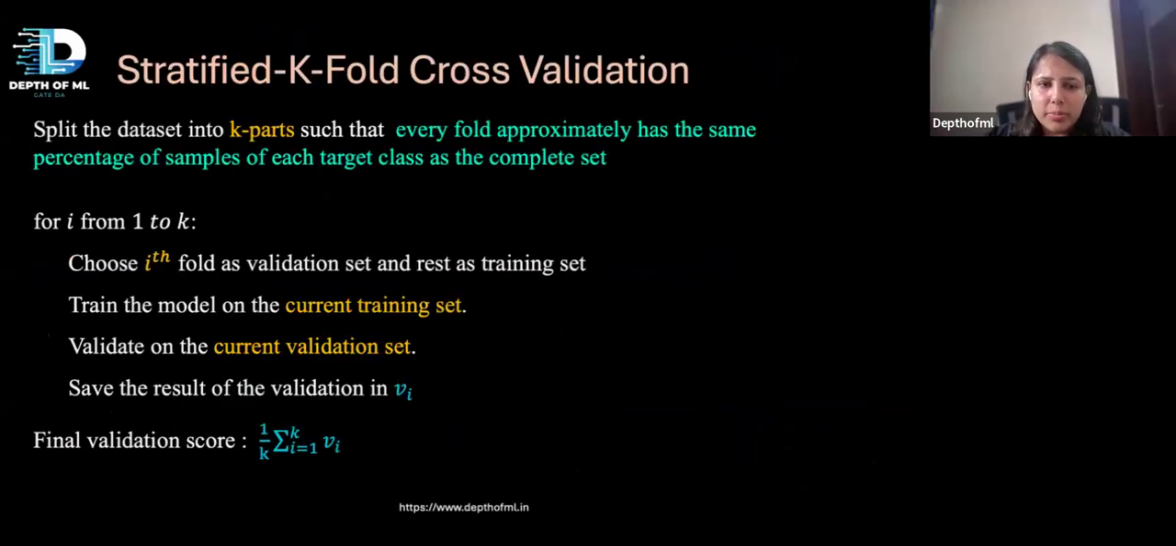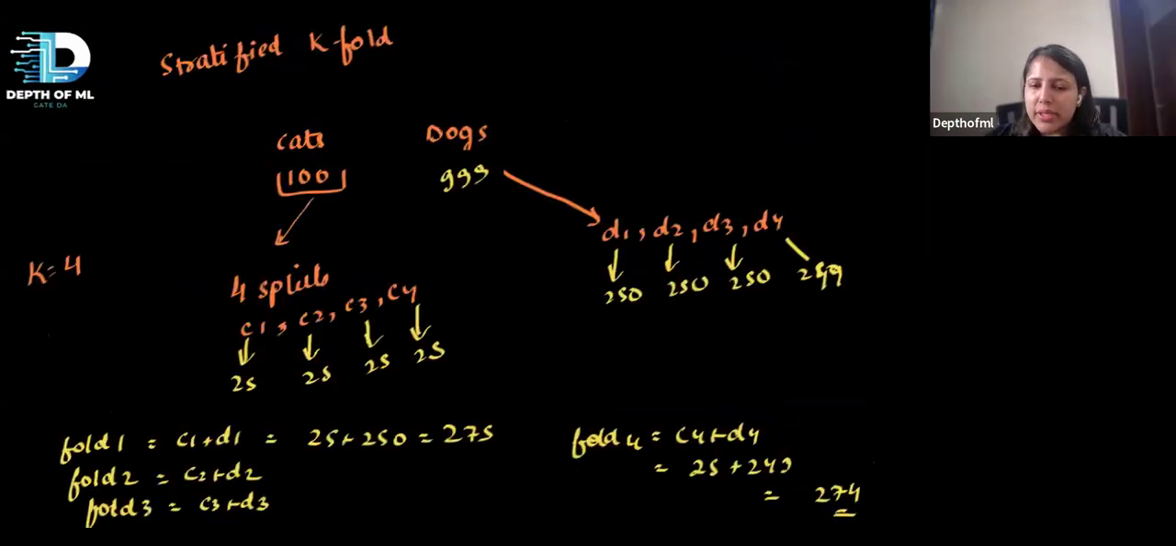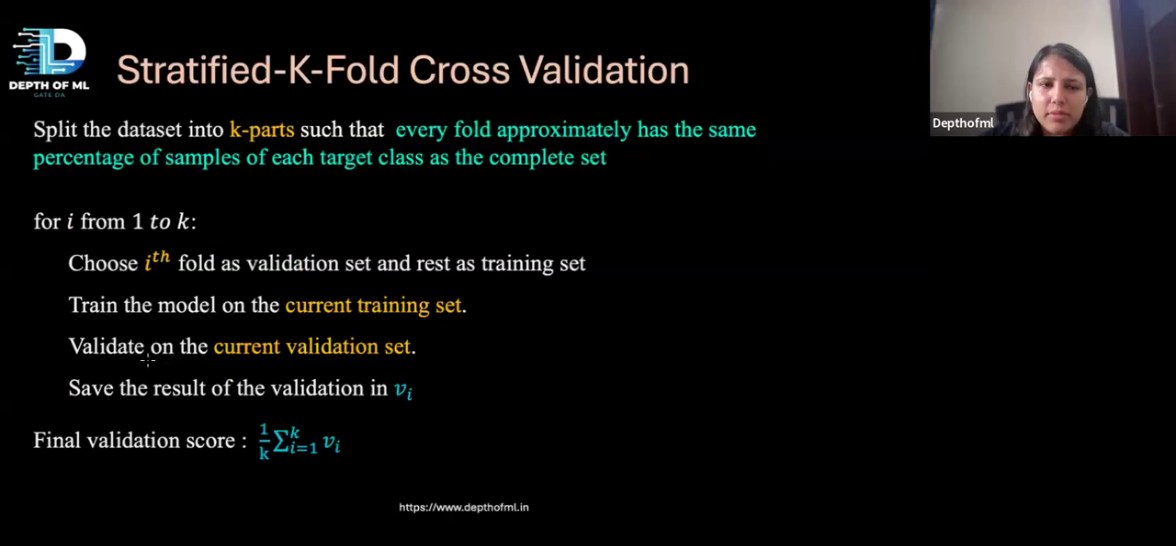Fine. So the algorithm is very simple. You have to split the data into K parts such that every fold approximately has the same percentage of samples of each target class as the complete data set. The other way to do it is you split every class into an equal number of folds and add the folds for every class to make a bigger fold for the whole data set. Then the ith fold will be your validation set and the rest you will use in training, and you will compute your validation performance for every fold and take an average of that. Fine, and that will give you a very good final estimate of how your model is doing on this imbalanced data set.